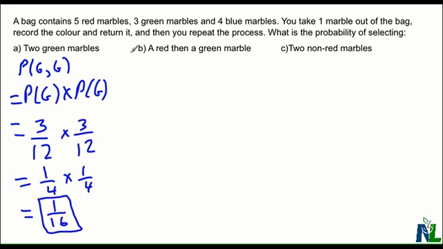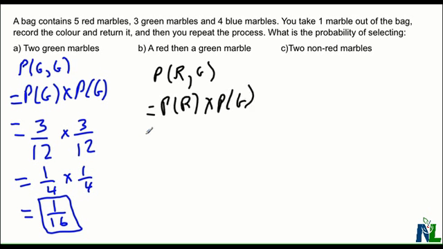If instead here I had been looking for the probability of a red and then a green, I would get the probability of red and multiply it by the probability of getting a green. So the probability of rolling a red would be 5 red marbles out of 12 marbles in total. And then the probability of rolling the green would be 3 out of 12 again.